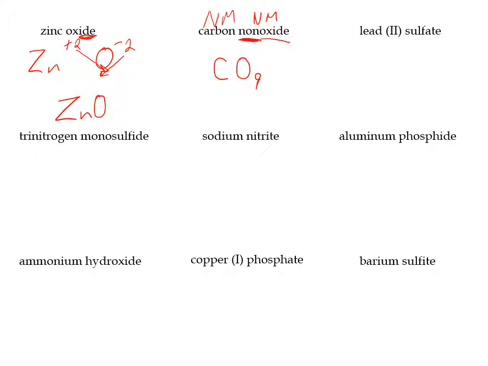Lead 2 sulfate. Again, it's telling you exactly what there is. Lead, Roman numeral 2. I'm going to look up lead, and it's Pb. And I'm looking at my lead on my periodic table. It tells me it can either be a +2 or +4 charge. How are we supposed to know which one it is? Well, just because it tells us right here. Roman numeral 2, that means it's the +2 charge.